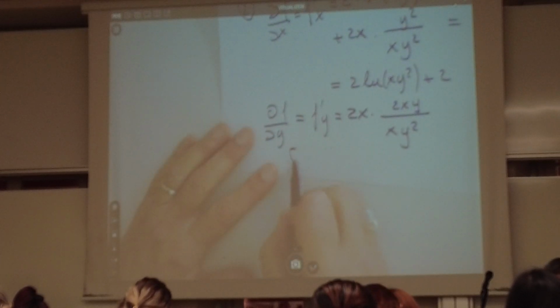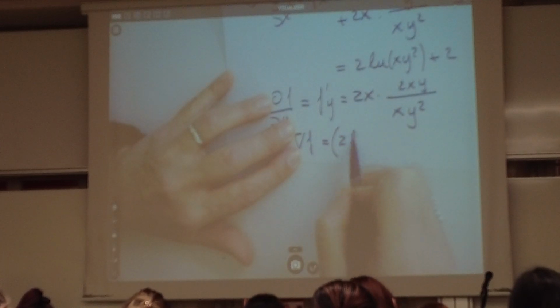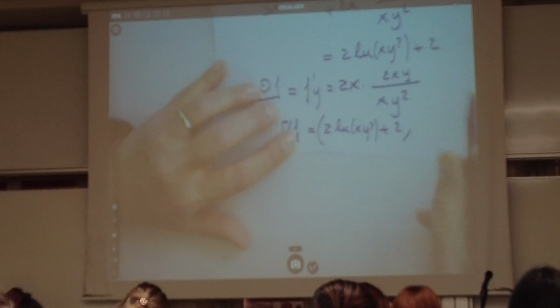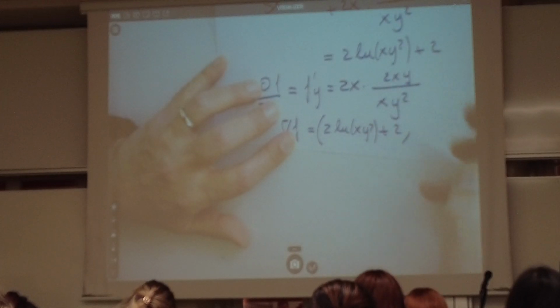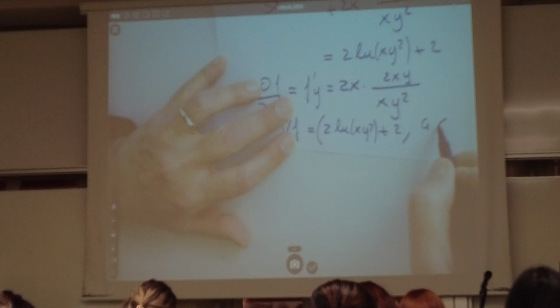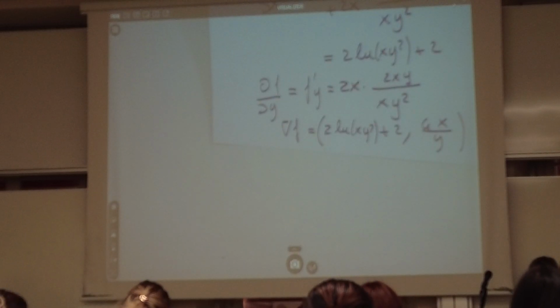And finally, the gradient, please write the gradient, will be 2 log xy squared plus 2. And the second one, it will be x and x. Maybe you have, I check, 4x over y. Something like that. Please check my computation. Thank you. Okay.